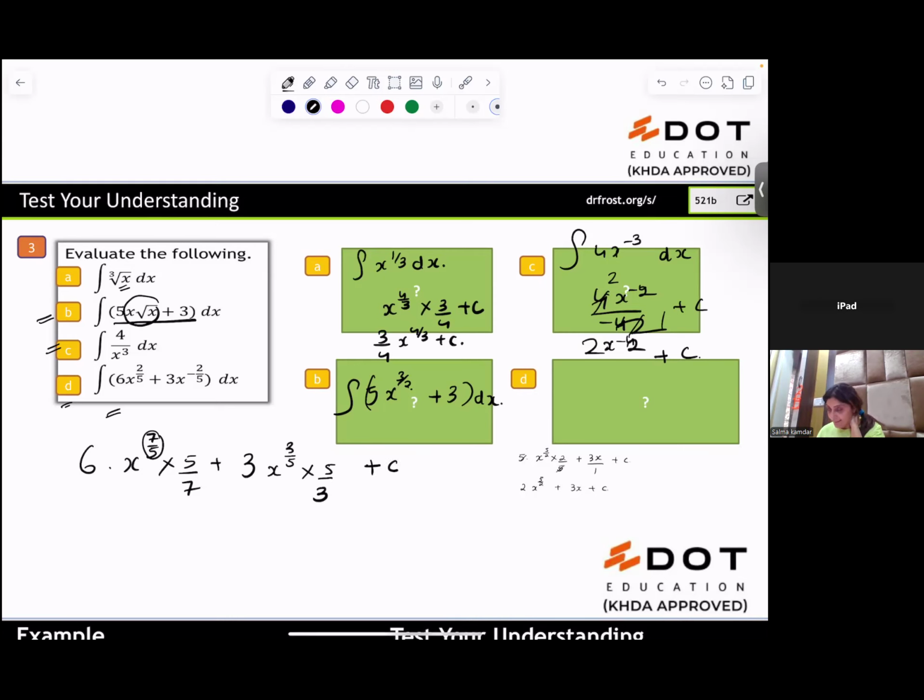Plus c. Indefinite integration, because I do not know, when I was finding the derivative, whether the constant went away or there was no constant. So I will always add this plus c. So this becomes 30 by 7 x raised to 7 over 5 plus 5 x raised to 3 over 5 plus c. Okay.